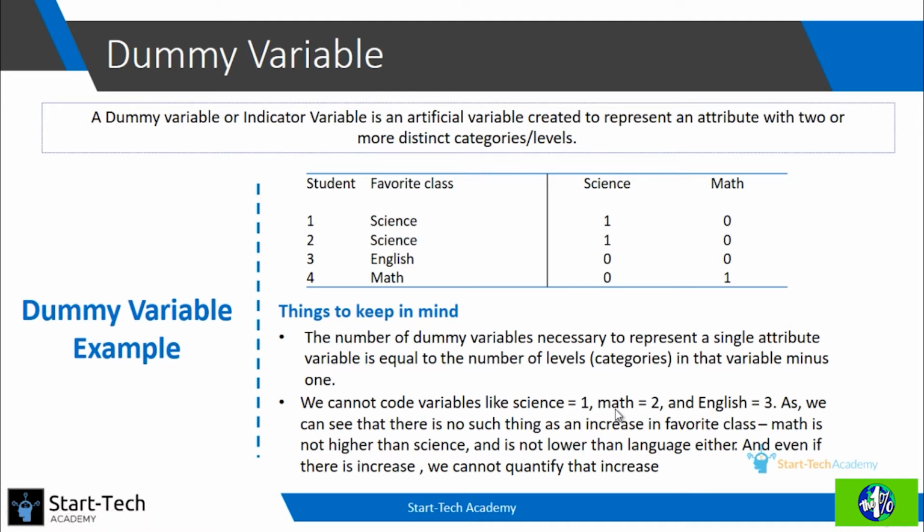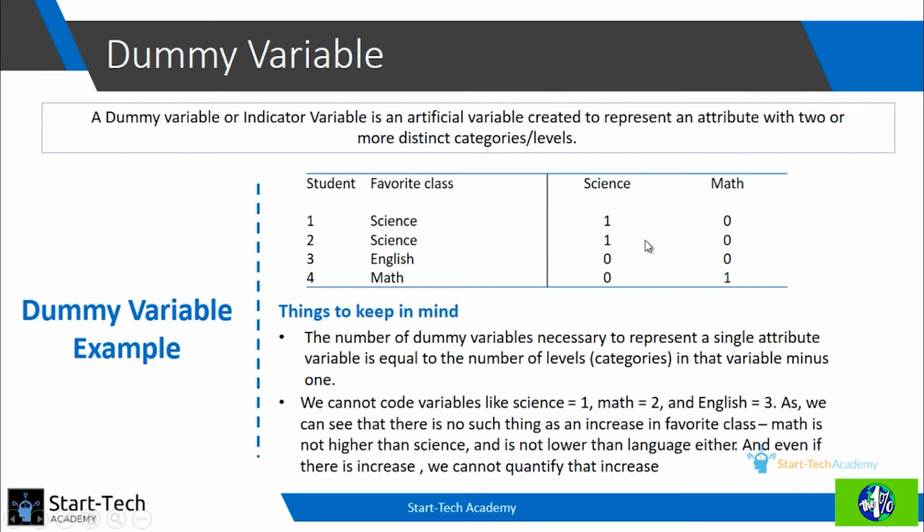Maths, science and English are nominal data. It just says the name of the favorite subject. So we cannot assign numerical values which can be ordered. Whereas when we are assigning 0 and 1, it only represents true or false or yes and no.